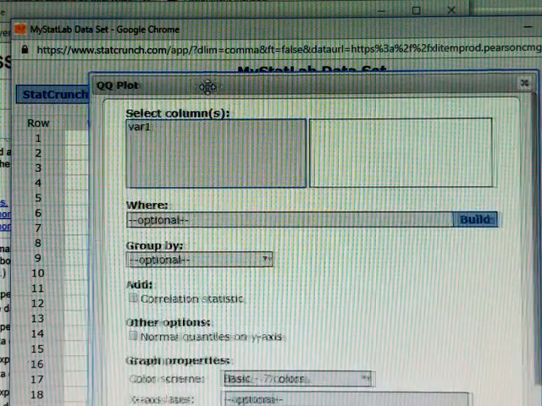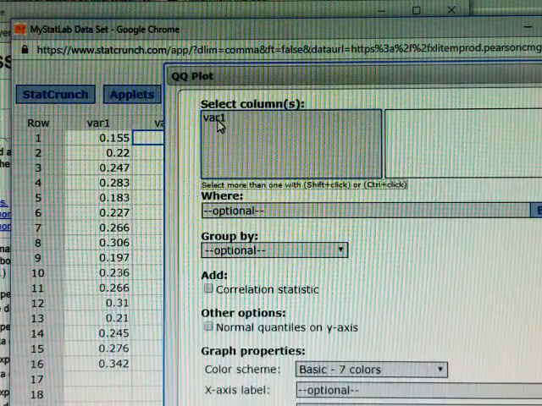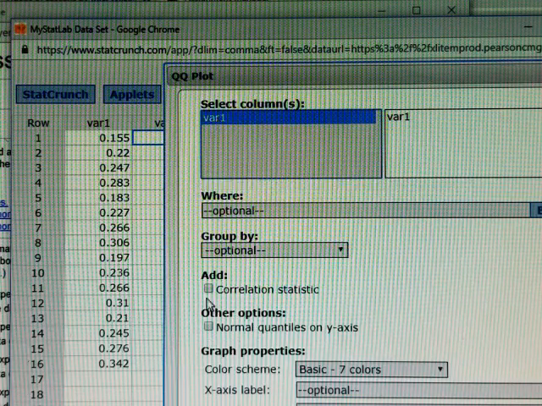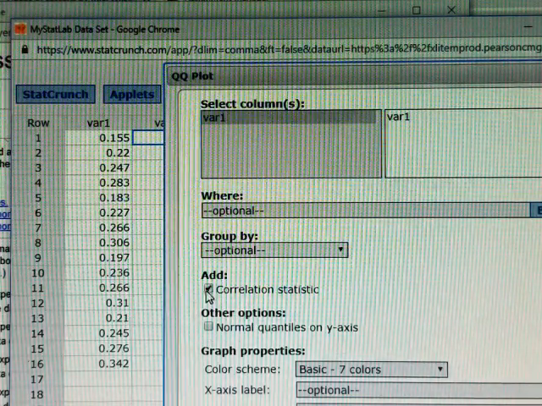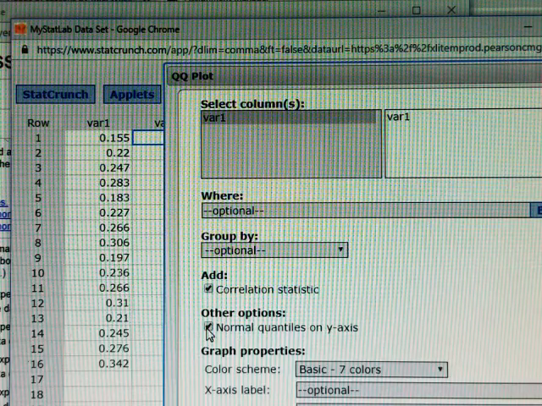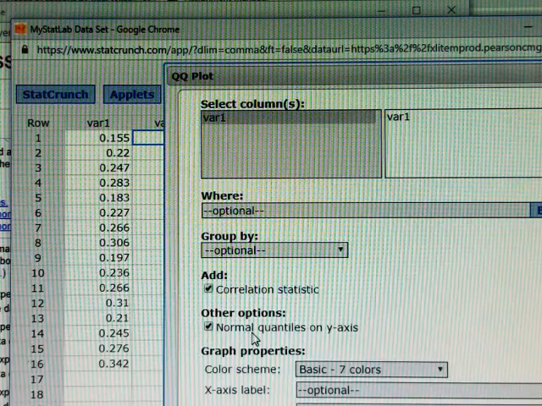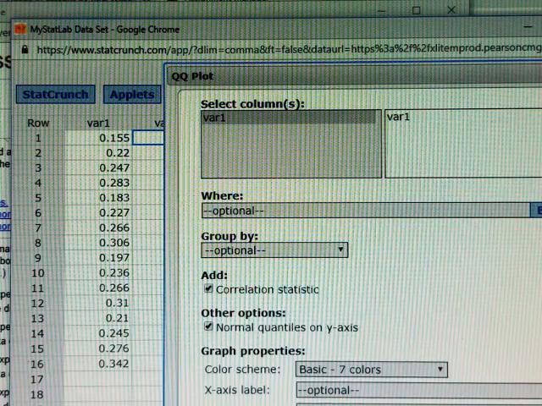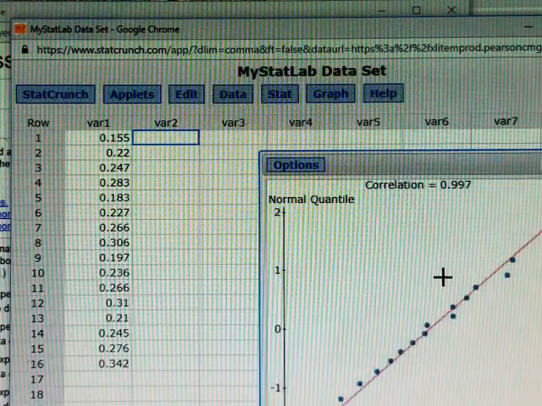All right, my data is in column 1, which is called variable 1. I'm going to click on correlation statistic. I'm going to click on normal quantiles on the y-axis. That means it's going to put the normal z-scores on the y-axis for me. And at the very bottom, I'm going to choose the button compute. So it's going to compute that for me.